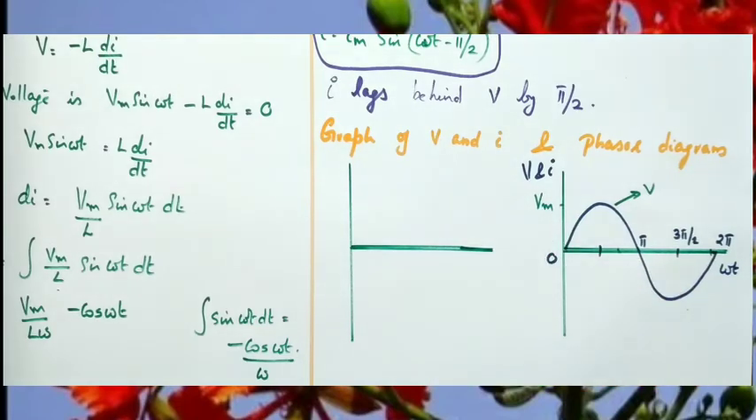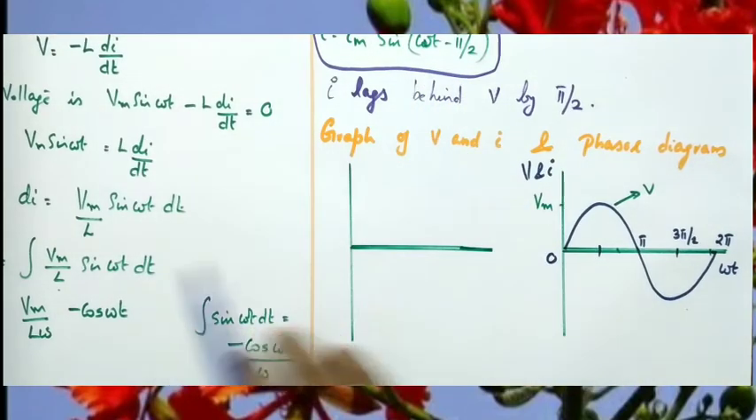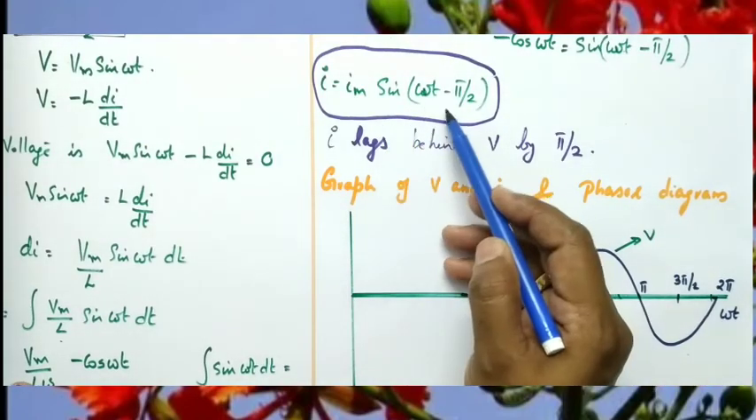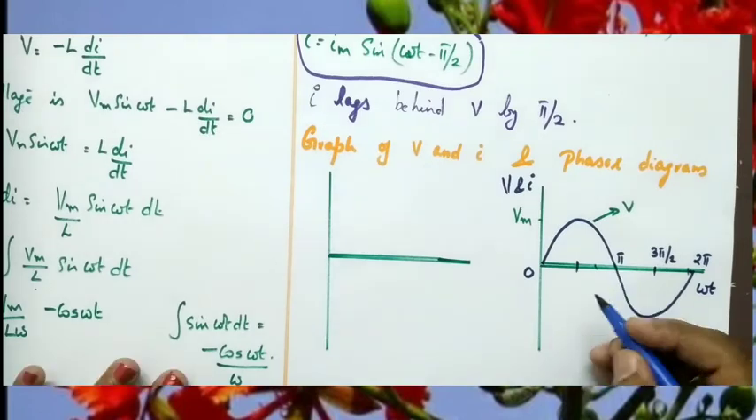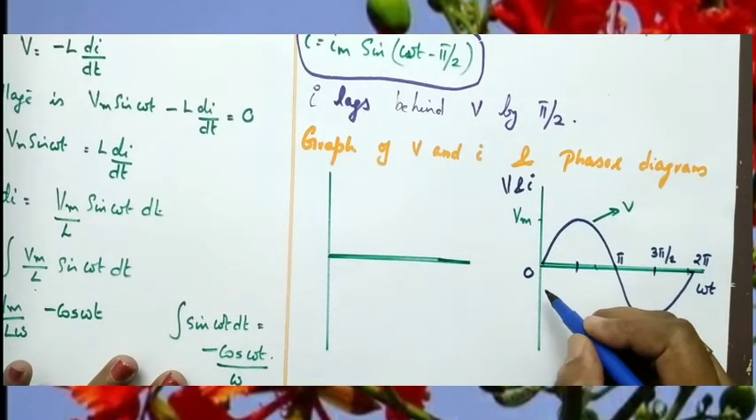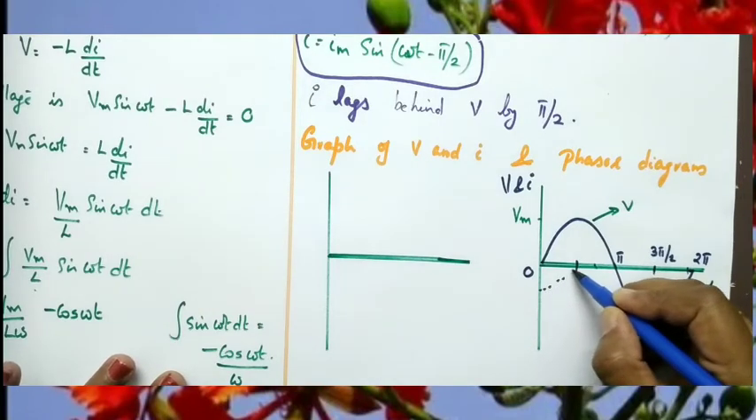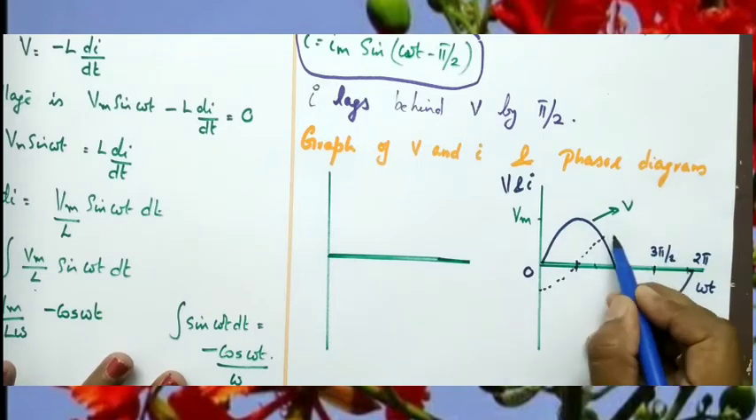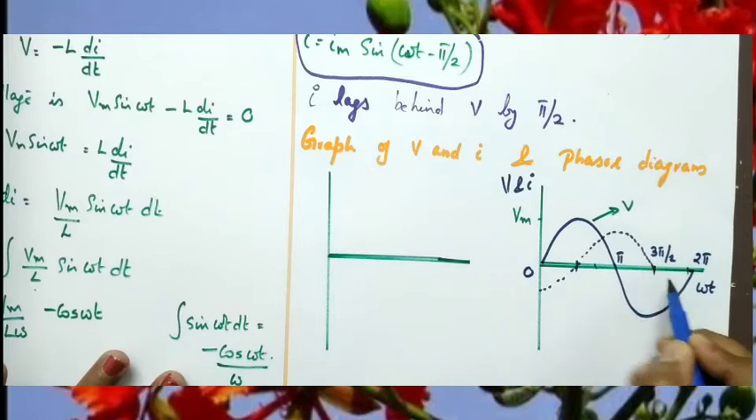Now, how will you draw the current? We know that here the current lags voltage by an angle pi by 2. When AC voltage is connected to an inductor, current is lagging voltage by an angle pi by 2. So, here how will you draw the current graph? Start from this point, current is lagging, no? So, like this, current lags voltage by an angle pi by 2.